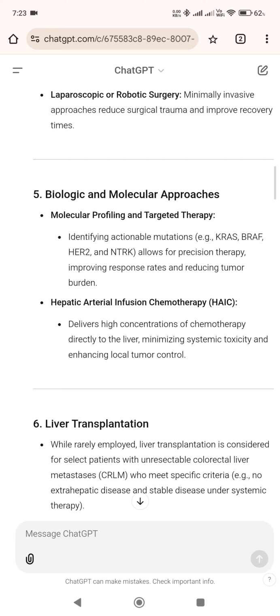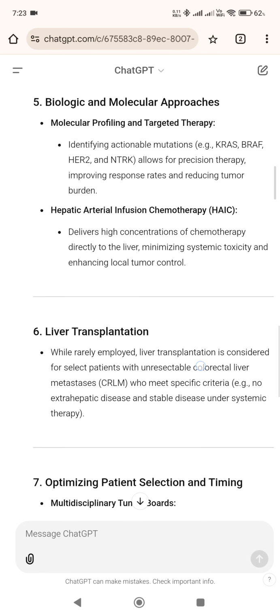5. Biologic and molecular approaches. Molecular profiling and targeted therapy, identifying actionable mutations, e.g., KRAS, BRAF, HER2, and NTRK, allows for precision therapy, improving response rates and reducing tumor burden. Hepatic arterial infusion chemotherapy, HAIC, delivers high concentrations of chemotherapy directly to the liver, minimizing systemic toxicity and enhancing local tumor control.